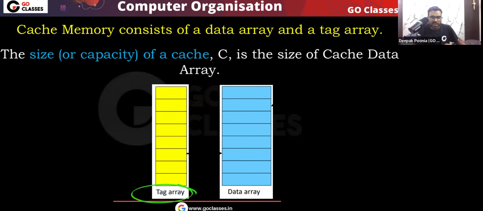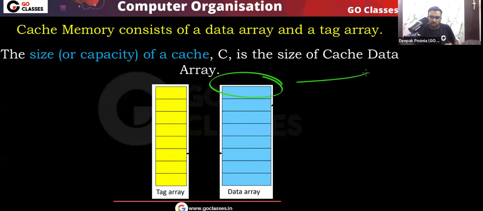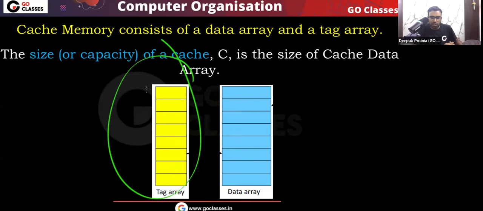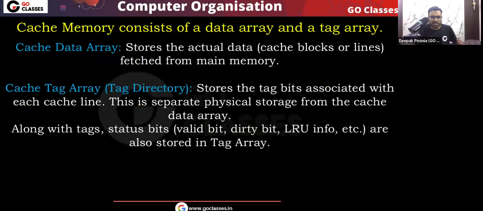So remember, this tag array is a physical storage, and this data array is also a physical storage. In this data array we store the block that we fetch from the main memory. So the actual data we put in the data array, and in this tag array we store the tag. Also we store status bits like valid bit and dirty bit. You can see cache memory consists of data array and tag array.